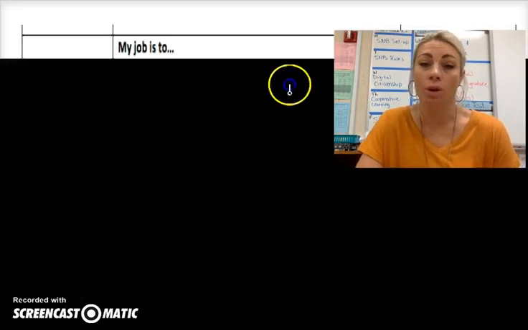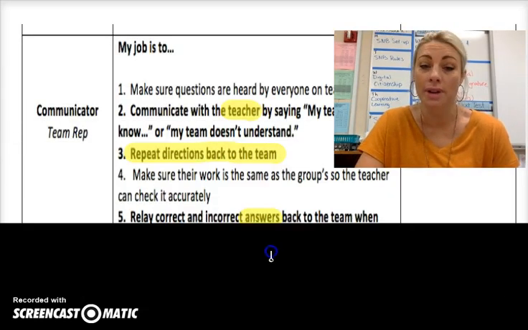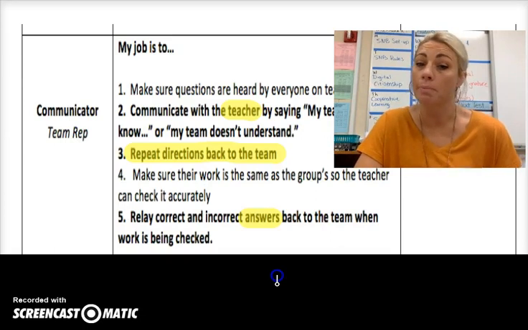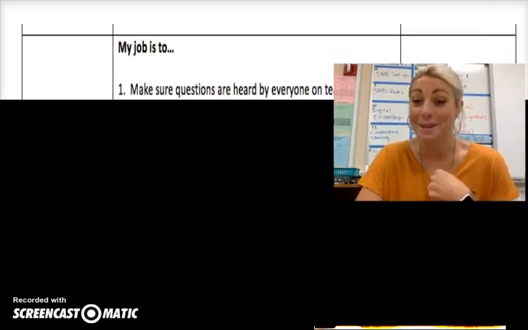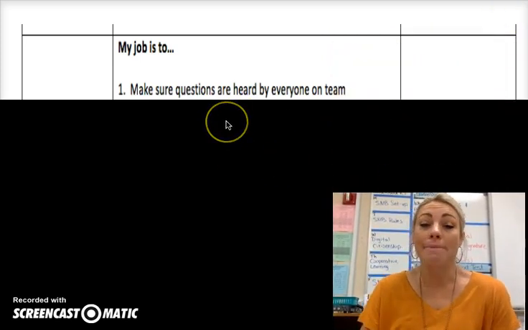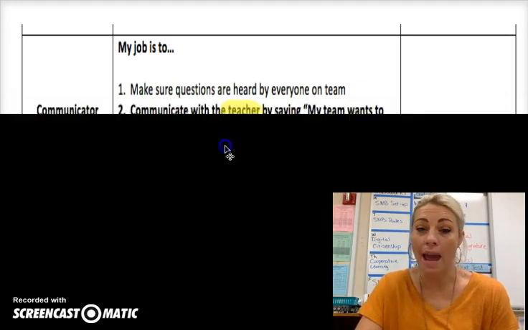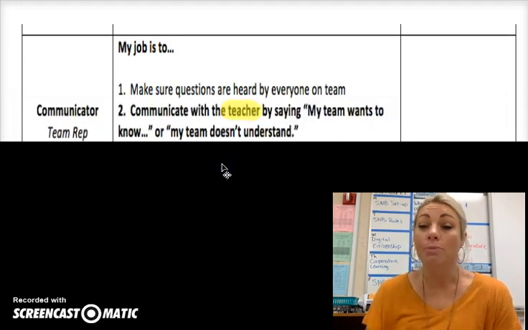The next role is the job of the communicator. This job is very important because when we're working in cooperative learning teams, it's the only person who's allowed to talk to me. They make sure that questions are heard by everyone in the team. They communicate with the teacher by saying, my team doesn't know, or my team doesn't understand, or my team wants to know.